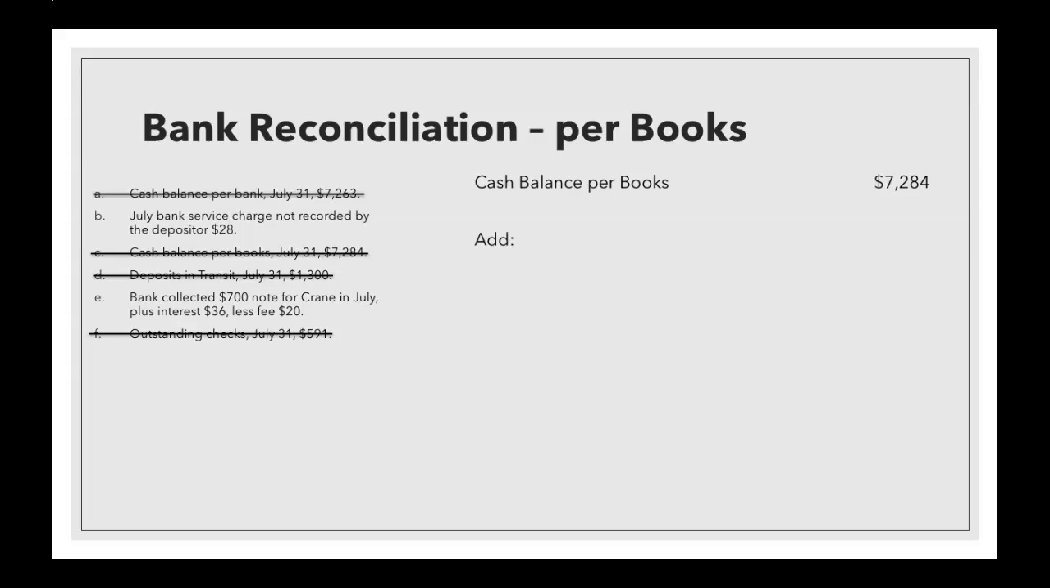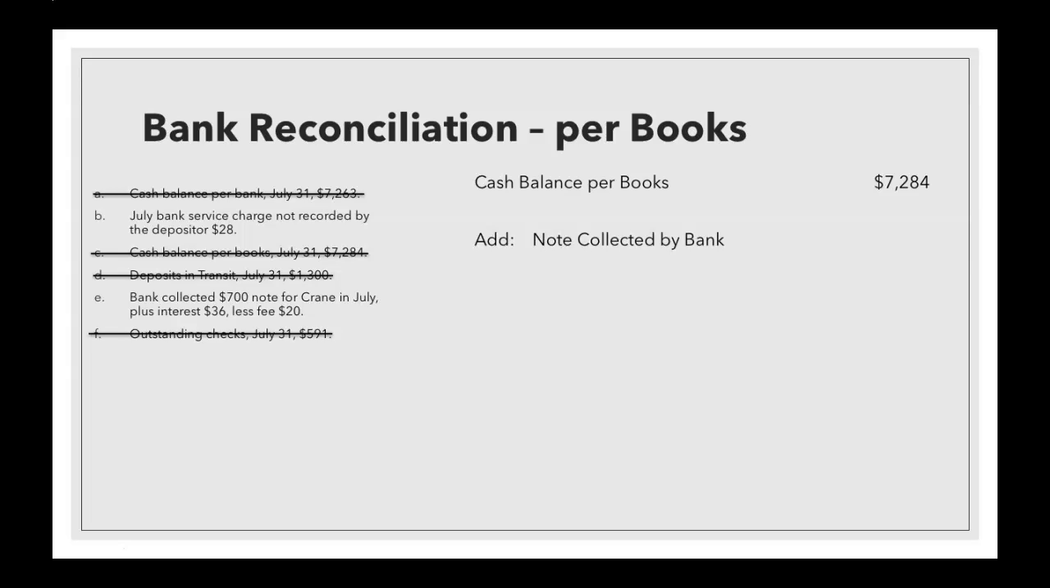So what are we going to add? Well, we can take a look at the two pieces of information that we have left. We have a bank service charge and we have the bank collecting a note for us. Well, a bank service charge is going to take money away from us, right? So we don't want to add that. Instead, we're going to add this note that was collected by the bank, because the bank is acting as like a middleman here, and they're collecting this money for us.